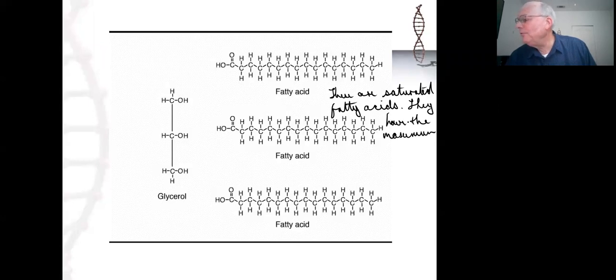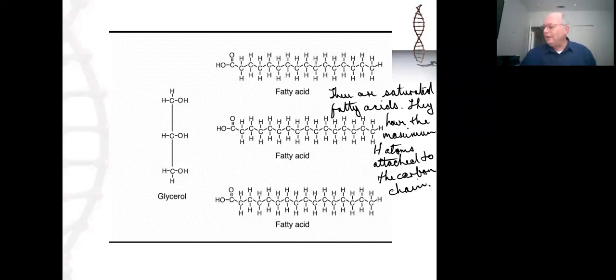This is the reason why they're referred to as saturated, because they have the maximum hydrogen atoms attached to the carbon chain. So we actually say that the carbon chain is saturated with hydrogen. And what gives it away is the fact that you've got single covalent bonds between the carbons. That tells you that you've got a saturated carbon chain here.